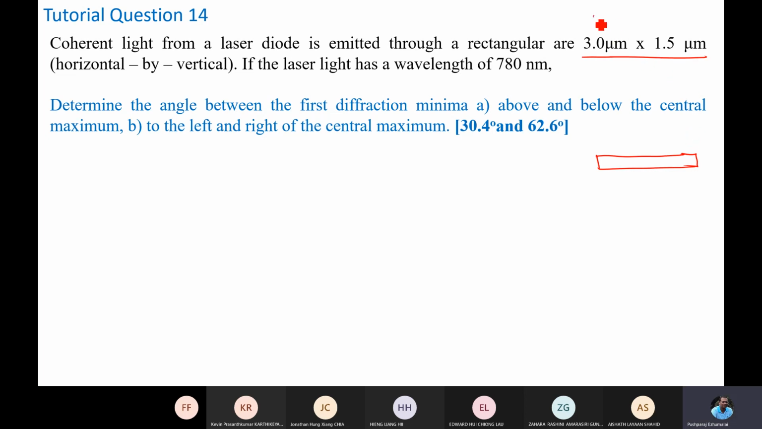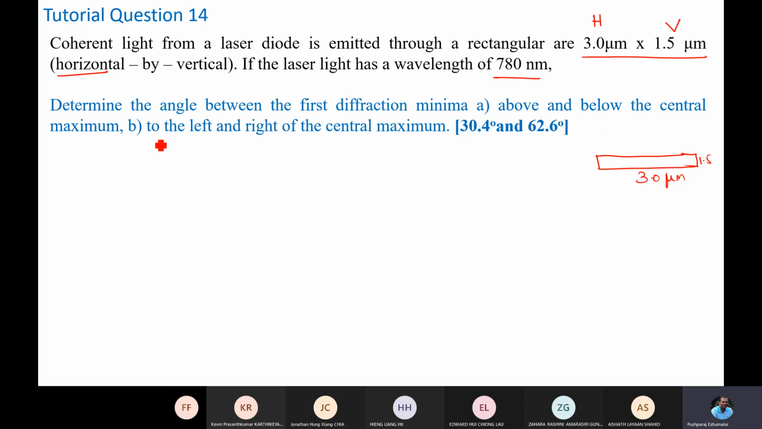So 3 micrometer is horizontal and 1.5 is vertical. It says horizontal by vertical. So this is 3 micrometer and this is 1.5 micrometer. Clear? Okay. Now the laser wavelength is 780 nanometer. Determine the angle between the first diffraction maxima above and below the central maxima.